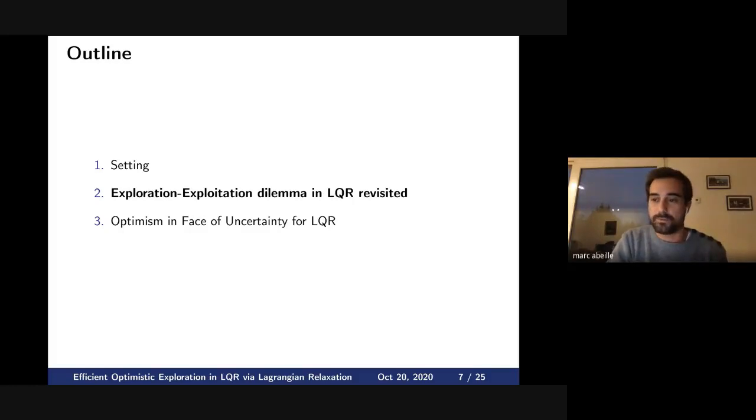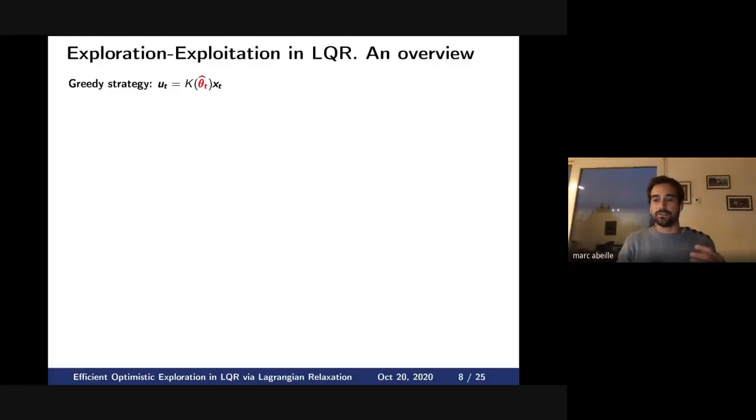To begin with, let's look at the most naive strategy we can think of, that is the greedy strategy, which consists, at each time step, of following the optimal policy associated with the current least squares estimate. In LQR, it has the following structure because the controller is linear in the states.